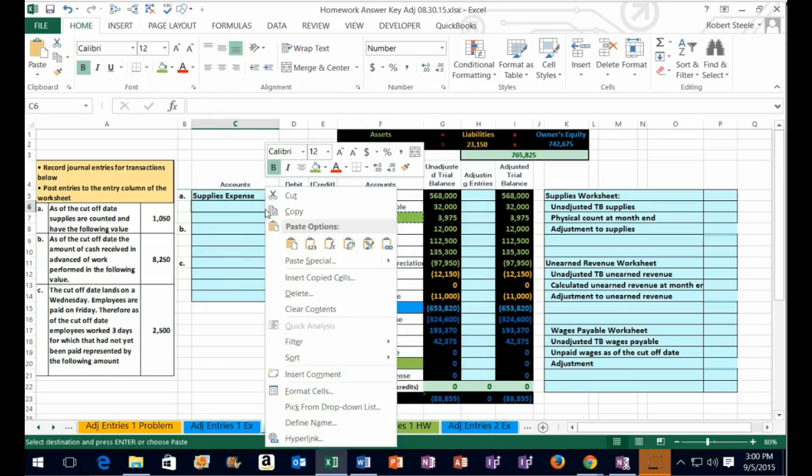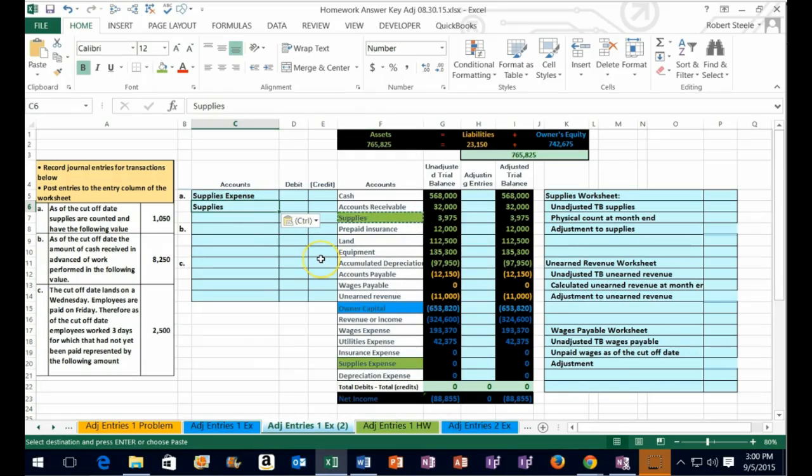So if we go through it, I'm going to right click, paste it, 1, 2, 3. If we go through that process, we can see that this account will be what's debited, and this account's what's credited, even though we don't really know what we're talking about other than we're dealing with supplies in the adjusting entry process.